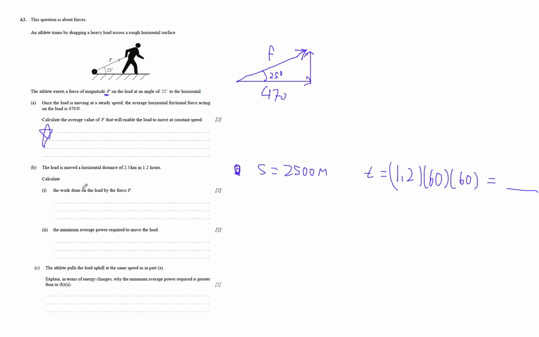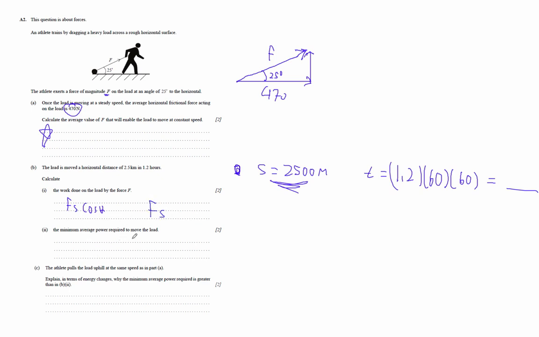Well, remember, you can use Fs cos theta. I believe that would work, and you've got the distance and the angle. But you don't need to do that, because they tell you the friction force is 470. That's the horizontal force, so you could just say Fs for the work.